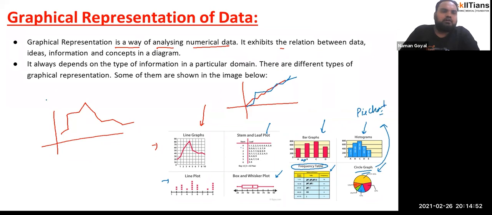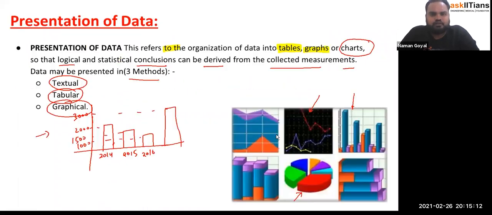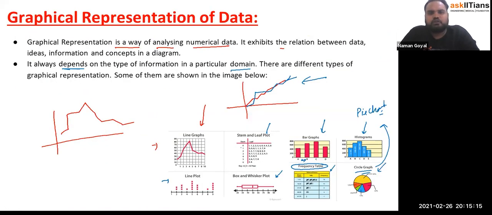It always depends on the type of information in a particular domain. Basically it depends on the type of data or information you want to represent. If you want to represent these types of data, then we use a line graph. If you want to represent these types of data, then we use bar graphs. Which graph you use depends totally on the type of information you want to represent. Are you getting my point?